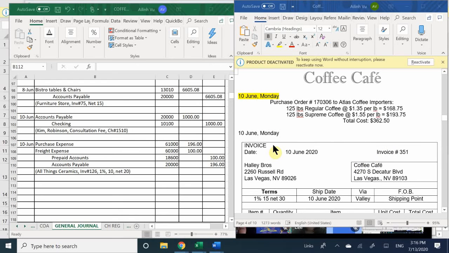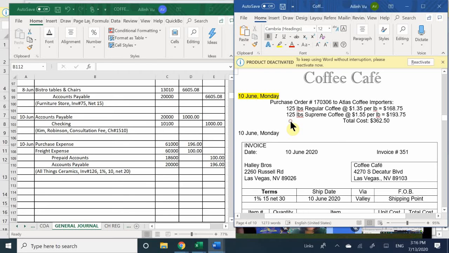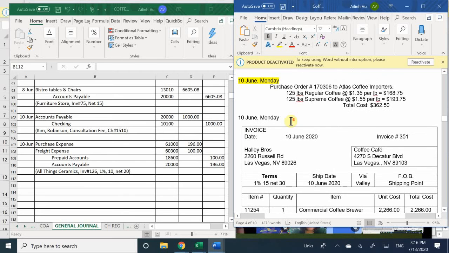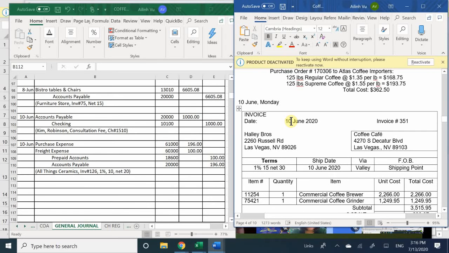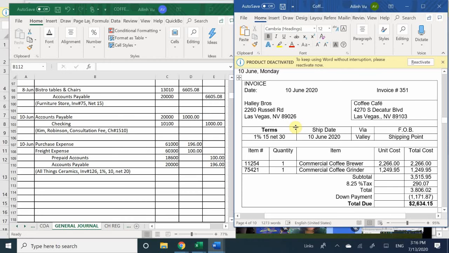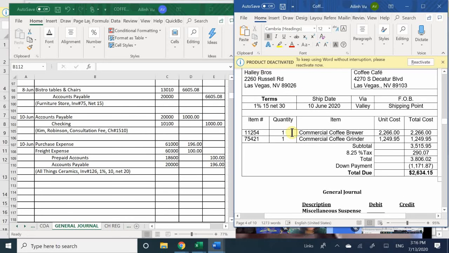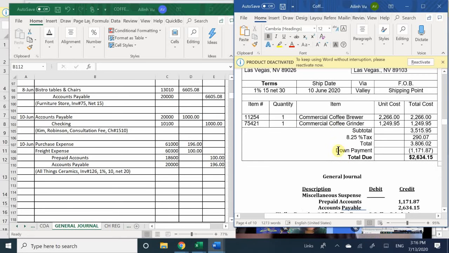All right. So, the next thing that happened is we finally received something from Hallie Bros. Okay, so here our invoice is number 351. We finally received our coffee grinder and our coffee brewer. Okay, for right here. And here we have sales tax done to it and our down payment. And lastly, we also have our total due, which is going to be for $2,634.15.